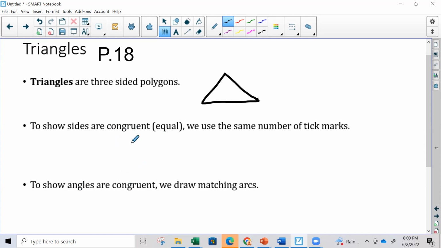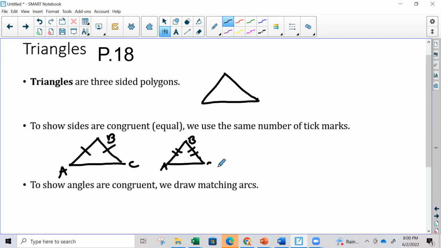So to show sides are congruent, and congruent is just another word for equal measure, we use the same number of tick marks. So if I draw a triangle ABC, if I want to show that AB and BC are equal, I would put the same number of tick marks on both sides. So I'd put 1 tick mark on both sides, or you could also do 2 tick marks on both sides to indicate that those 2 sides are equal.